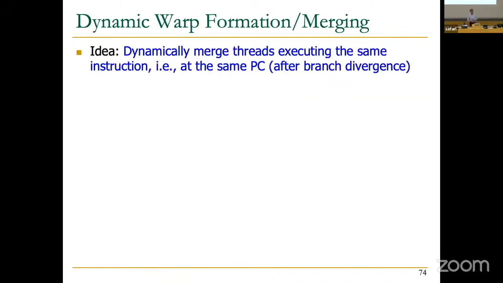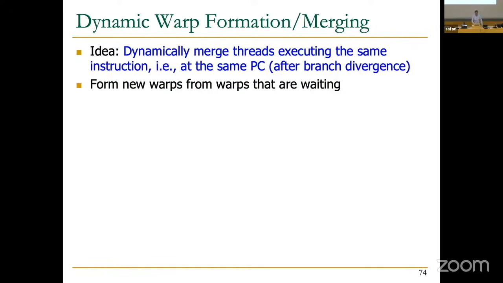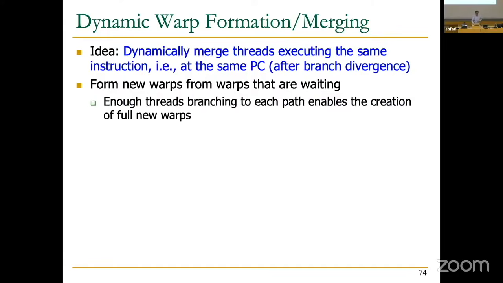So this is the idea of dynamic warp formation or merging. The idea is to dynamically merge threads executing the same instruction, in other words, at the same PC. For example, after branch divergence, but there could be other applications. Essentially, you form new warps from warps that are waiting. This is why you have a lot of warps that are waiting, and you can examine them. And enough threads branching to each path enables the creation of full new warps. Full new warps meaning a full warp is essentially a warp with 100% SIMD utilization. All of them are active.